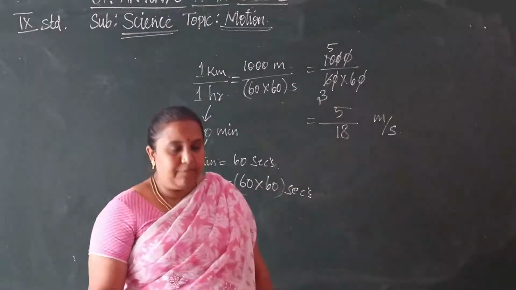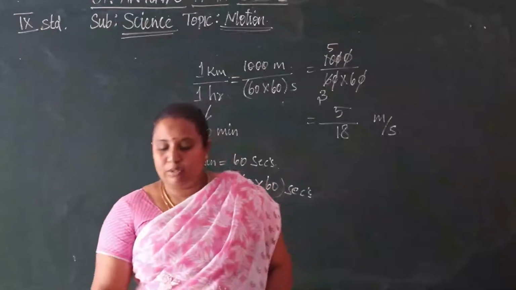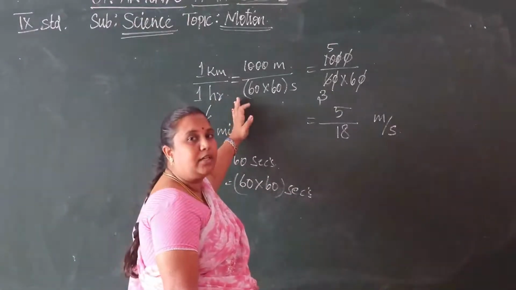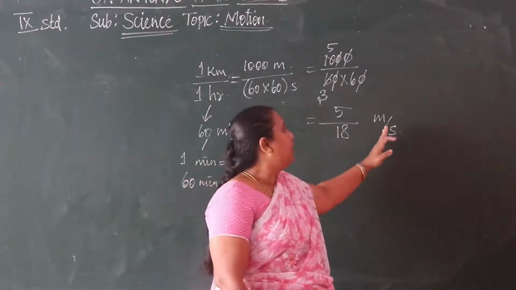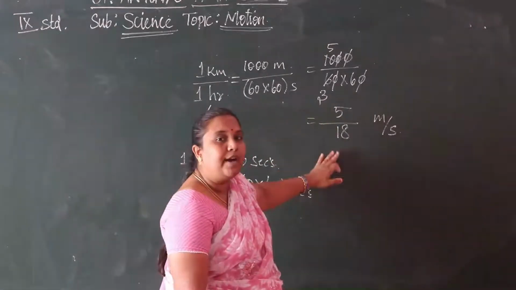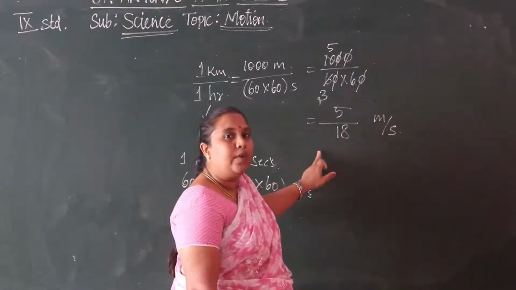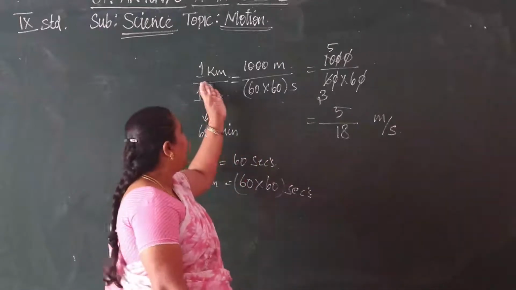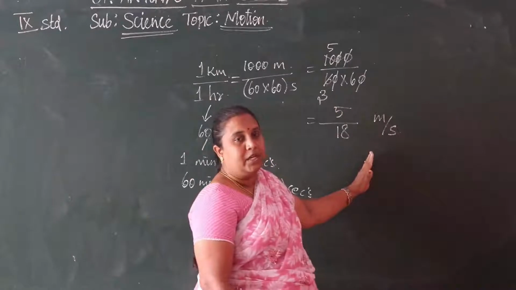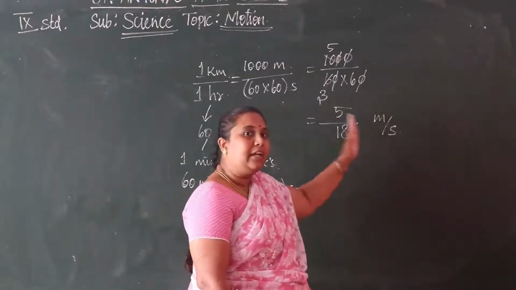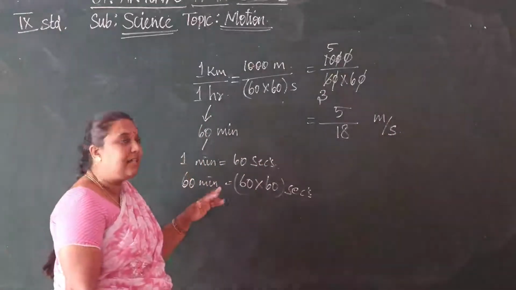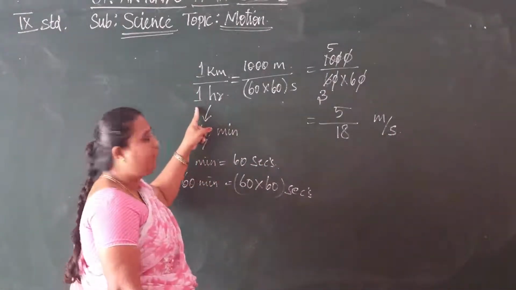Okay, so let us see one example. How to calculate this? Keep it in your mind: kilometer per hour we can convert into 5 by 18 meter per second. This is for only 1 kilometer by 1 hour. If we have 40 kilometers or 60 kilometers, it means 60 into 5 by 18. So we should multiply that by this 5 by 18. See, the conversion factor is only for 1 kilometer by 1 hour.